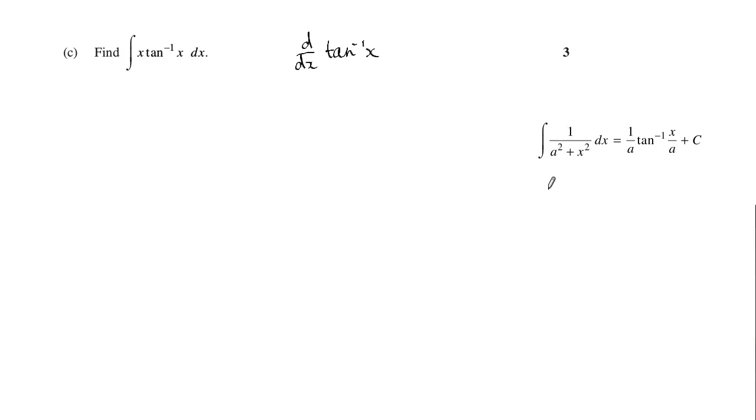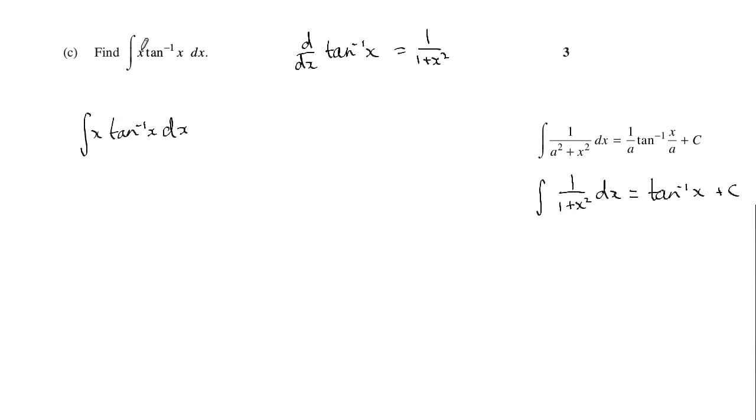So if a equals 1, this becomes the integral of 1 on 1 plus x squared dx equals arctan x plus c. So the derivative of this will be that. Okay, let's apply integration by parts to this, and we'll be integrating the x and differentiating the arctan.